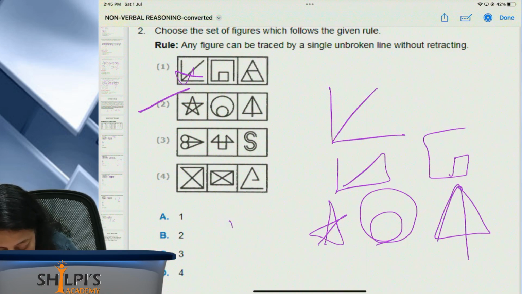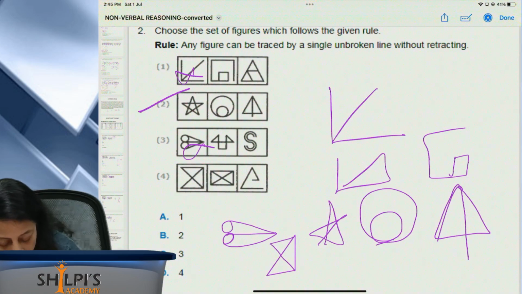Third one, you can draw till here, but again you have to go back to get the line, so you cannot draw this. Fourth one, I have to touch here again to go back.